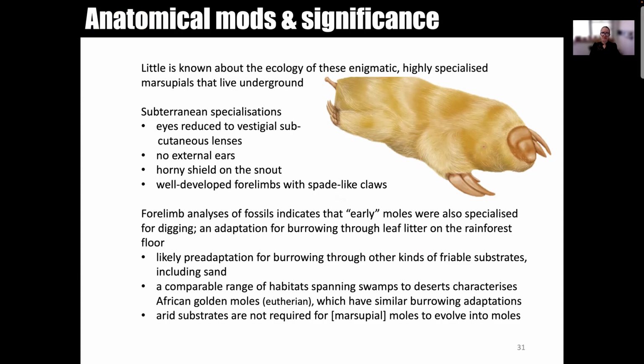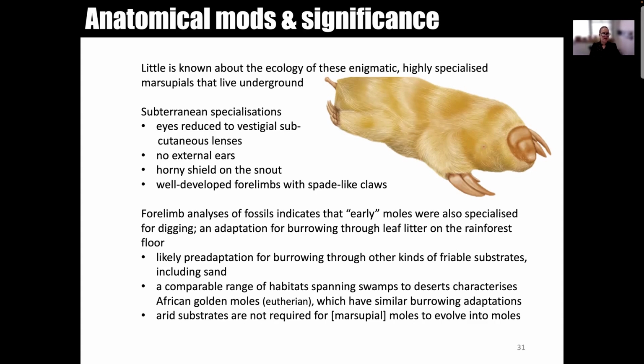They have some subterranean specializations. So their eyes are reduced to vestigial subcutaneous lenses. They have no external ears. They have a horny shield on the snout, and they have well-developed forelimbs with spade-like claws.